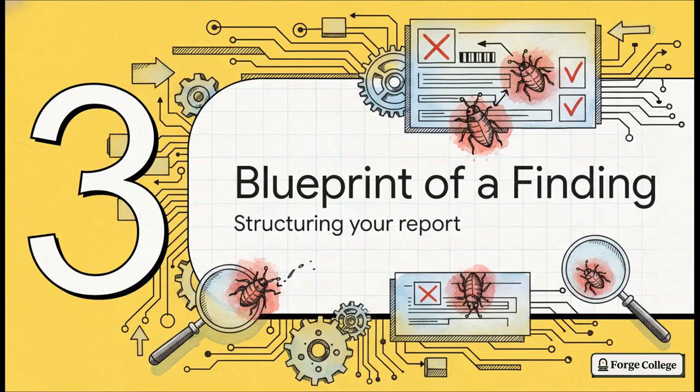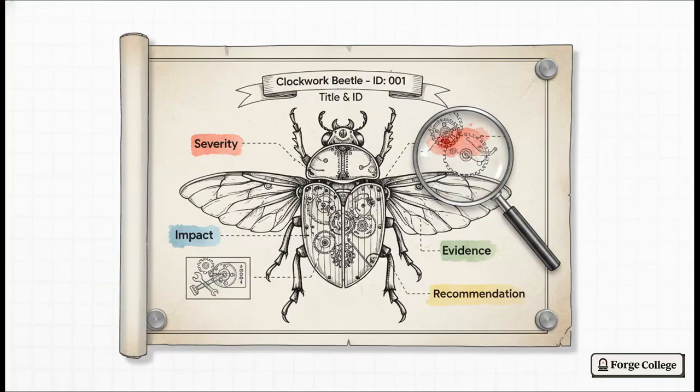Step 3, the blueprint of a finding. Okay, this is absolutely crucial. Every single finding has to follow this exact anatomy: title, ID, severity, confidence, impact, reproduction steps, evidence, and recommendation. This acts as the structural legend of your blueprint. If you skip even one of these fields, something is going to get lost in translation for sure. And developers are just left guessing what you meant.